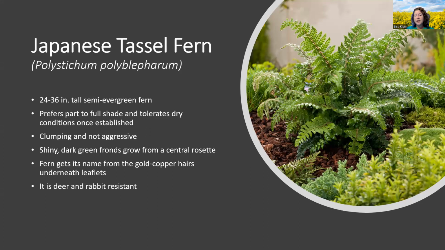They are a very shiny green color. They're very pretty. And I guess it gets its name from the goldy coppery colored hairs underneath the leaflets, which are kind of weird looking for a fern, but interesting. And this one is deer and rabbit resistant. Remember, resistant just means that if they have eaten everything else, they're going to come for it anyway. But if there's other stuff there, they'll go to that first. That's all resistant means.